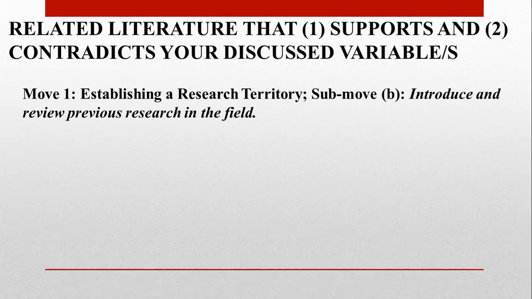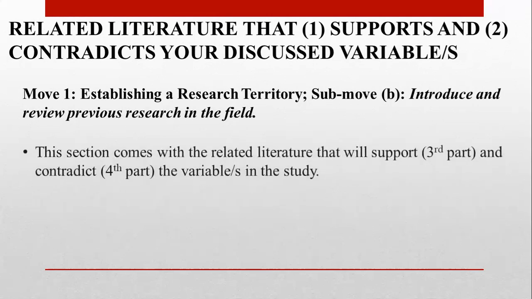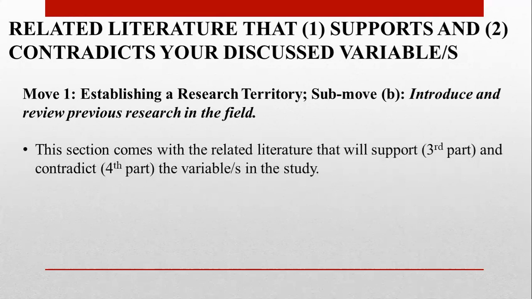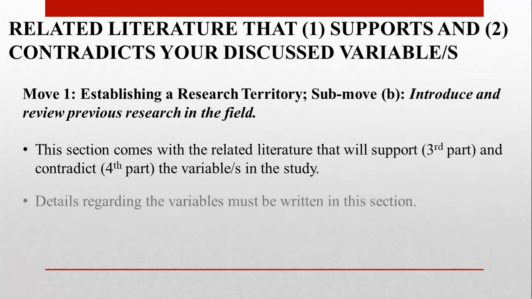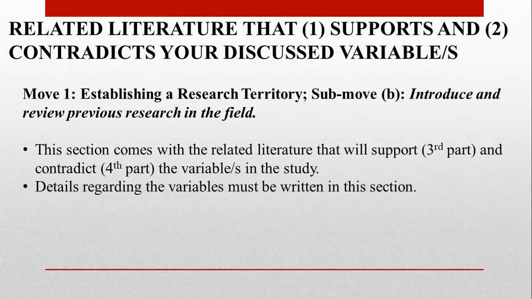Here are some points you need to consider. This section comes with the related literature that will support the third part, and the fourth part, which contradicts the variables in your study. Details regarding the variables must be written in this section. And it must be cited properly to avoid plagiarism.